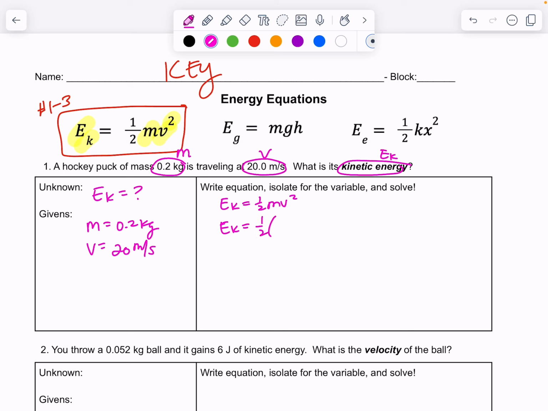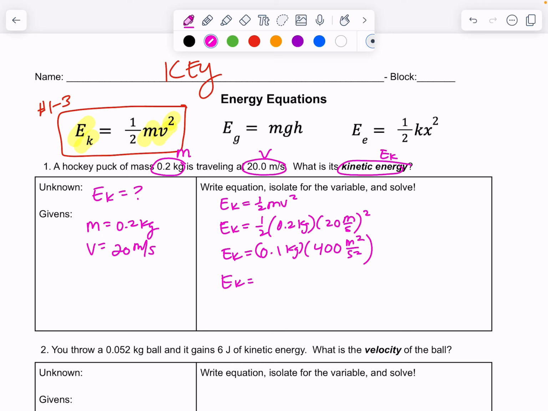So 1/2, the mass is 0.2 kilograms, and the velocity is 20 meters per second. That whole thing is squared. Now you can just plug this into your calculator if you want. But for this purpose, I'm just going to write a few more details, but you could just put the answer here. So 1/2 of 0.2 is 0.1 kilograms. And then 20 meters per second squared is going to be 400 meters squared per second squared. And again, you can skip this step. You don't really have to do that.